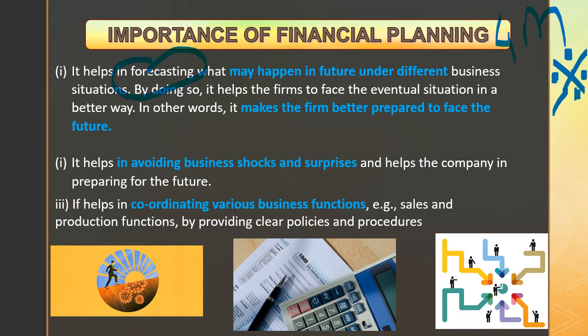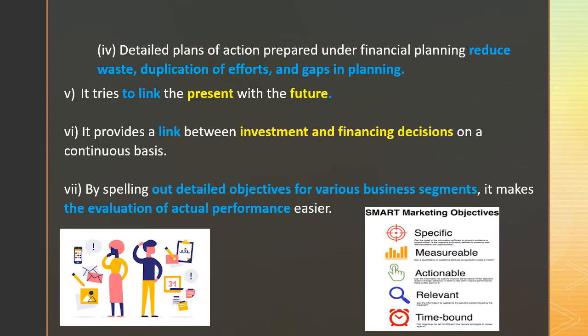You're putting clear cut policies for each and every department in your organization: how much they should spend, how much they should save, how much profits they should gain. So what is happening? You are coordinating, you're bringing together various business functions. That is not only planning, organizing, staffing, directing and controlling, but all the departments as well. You are bringing them together to ensure that they can work together. The fourth one is detailed plans of actions prepared under financial planning.